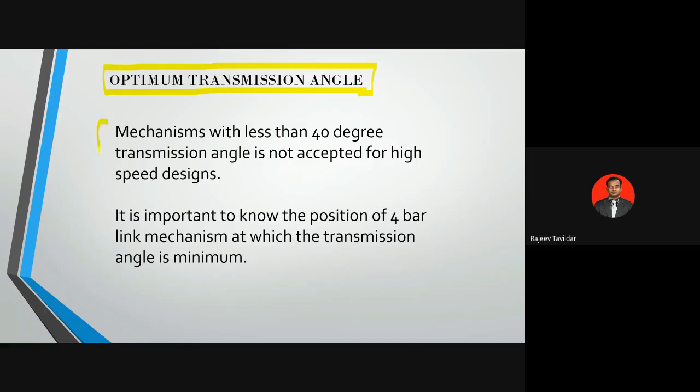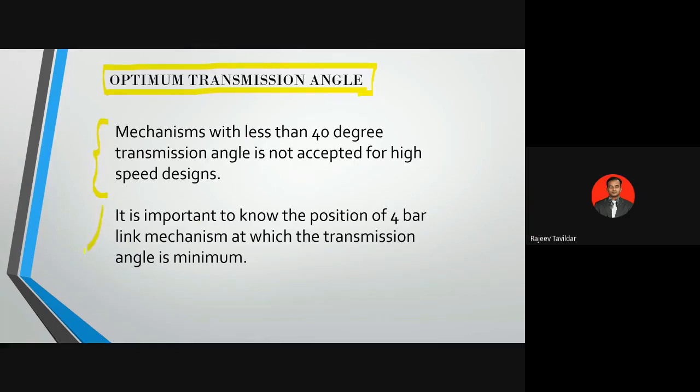The first point says that mechanisms which have less than 40 degrees as their transmission angle are not desirable or not accepted for high speed designs. Why? Because we have discussed, if the value of theta or mu is small over here, then the mechanical advantage will become very small, and even the smallest friction between the links or the joints will cause the mechanism to jam or lock. So we need to ensure that the transmission angle is at an optimum level in order to perform the desired function.